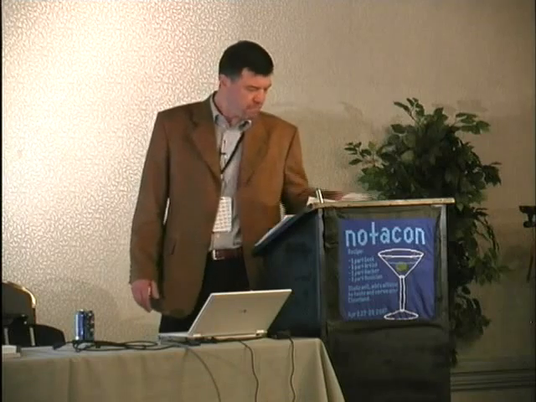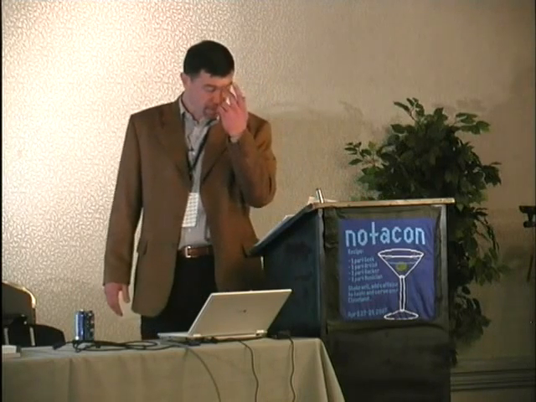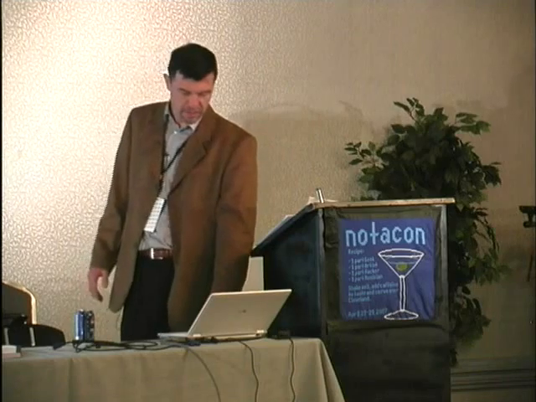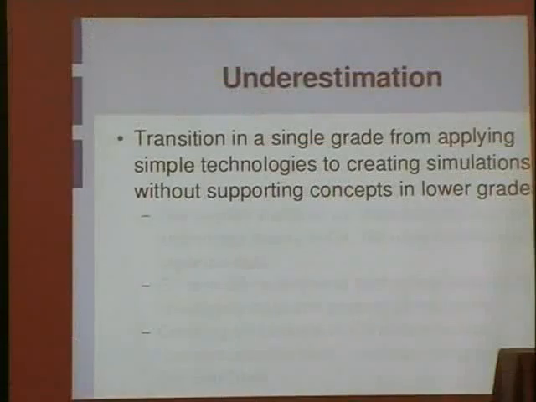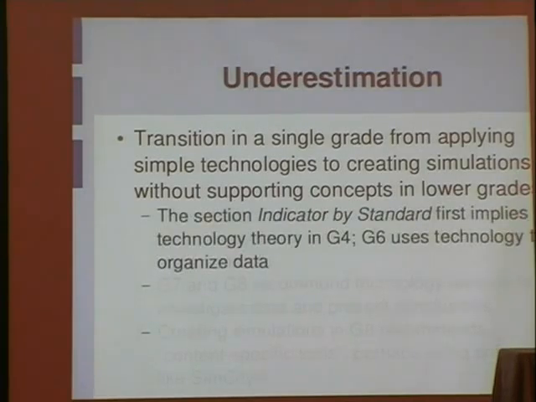Underestimation. Papert's studies, and those of many of his students, show that children can learn at ages as young as 4. The transition in a single grade from applying simple technologies to creating simulations without supporting concepts in lower grades really isn't so much a way that they underestimate. Perhaps this could be an overestimation. They're supposing that suddenly in this particular grade these kids become knowledgeable of how to do programming, but that really doesn't help because the teacher's not instructed how they're supposed to get to that point in the first place.